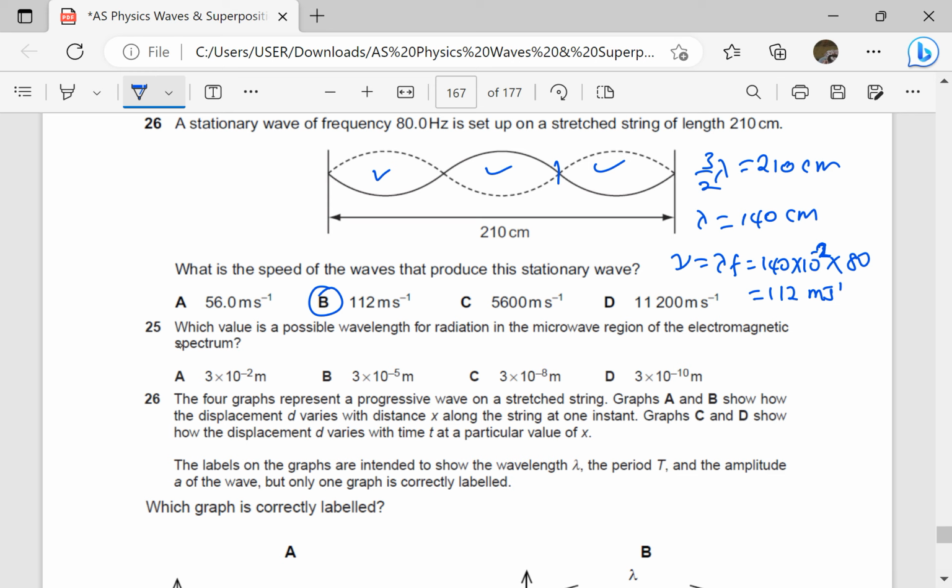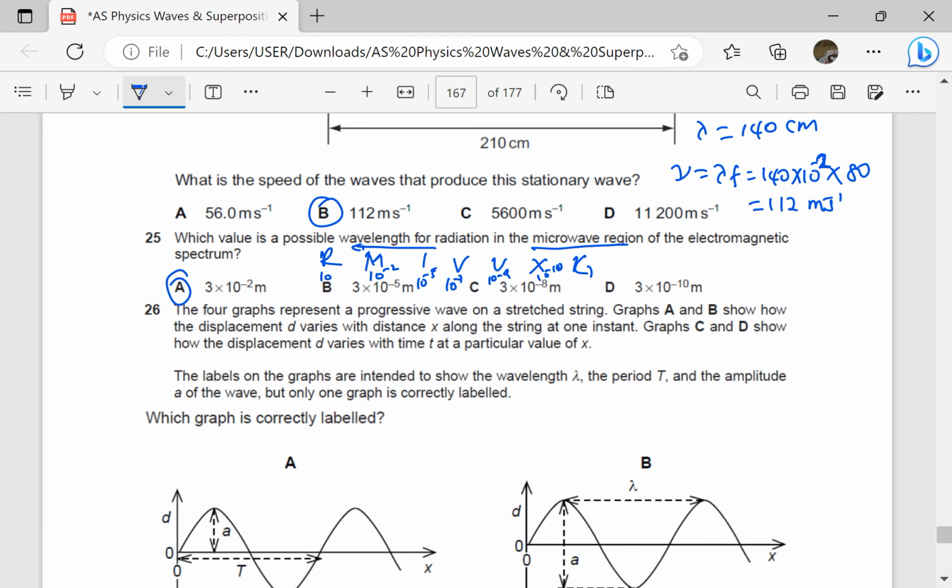Which value is a possible wavelength for radiation in the microwave region? Of course, microwave is around 10 to the power negative 2, negative 3. So the answer is going to be A. For the visible, we have about 10 to the power negative 7. On this side, wavelength is increasing, so I add 2 to the power of 10. So this is around 10 to the power negative 5, this is around 10 to the power negative 3 or negative 2, this is around 10 to the power 1, 2, 3, 4. On the other side, we have 10 to the power negative 9, 10 to the power negative 10, 11, and 10 to the power negative 13, 14, around there. So the answer is going to be A.